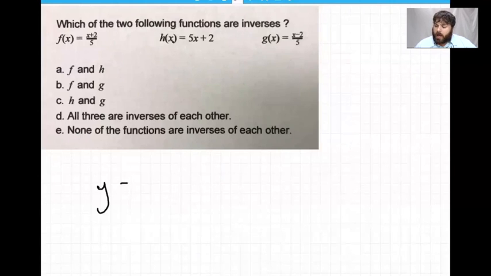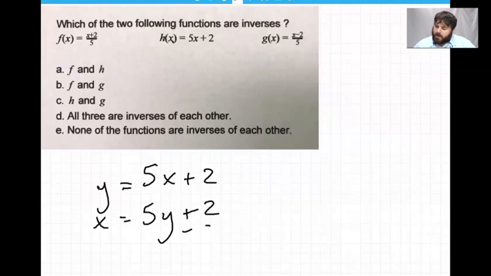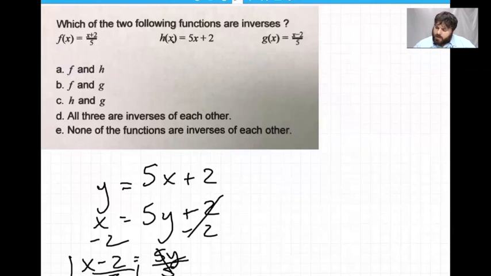So remember, this is y equals 5 times x plus 2. If I switch the x and the y and then solve for y, right, I take away 2 from both sides. That gives me x minus 2 equals 5y. Divide out the 5, I get my inverse. So I see that y is equal to x minus 2 divided by 5, and that's what g is.